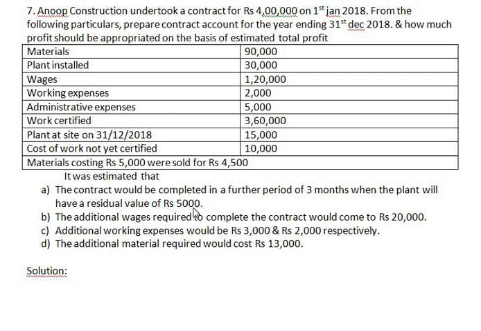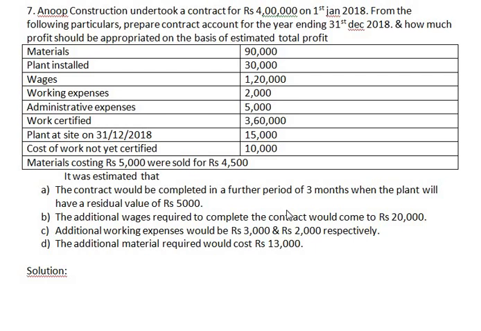The additional wages required to complete the contract would come to rupees 20,000. Additional working expenses would be rupees 3,000 and 2,000 respectively. The additional material required would cost rupees 13,000. So this is the problem. Now they have asked us to prepare the contract account, and we need to find out how much profit should be transferred to profit and loss account based on estimated profit.